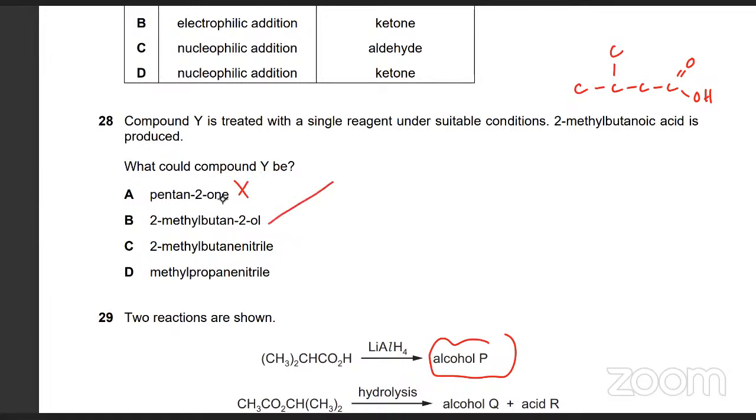Let's do the first one. Butane 2-ol. 2-ol means OH on the second one. 2-methyl means the methyl is also on the second one. Now this one is a tertiary alcohol. Tertiary alcohols don't get oxidized. We're looking for a primary alcohol, so this is not going to work.